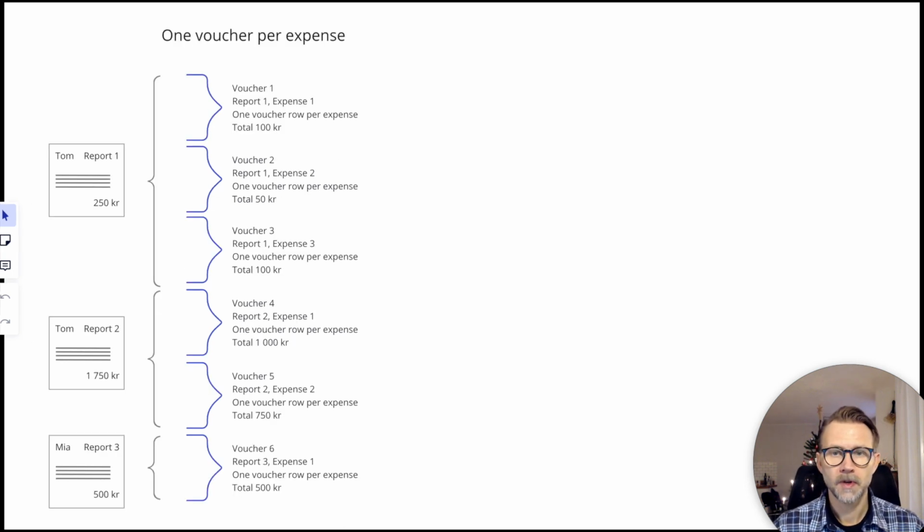If you want to have a lot of vouchers, if you want one voucher per expense, this is the option for you. In this example, we see that the first report from Tom contains three expenses. So each expense will generate one voucher. And the voucher rows will be per expense with the tax, net and total amount article lines.